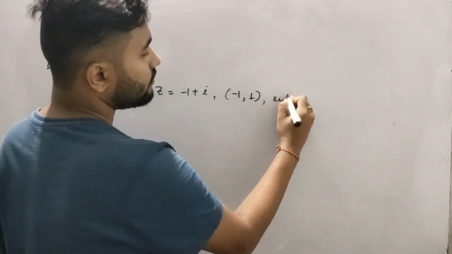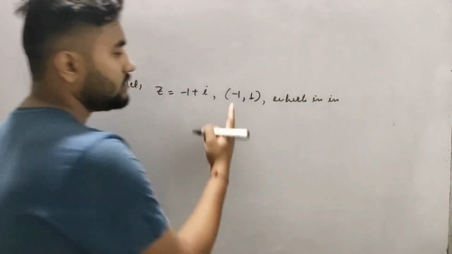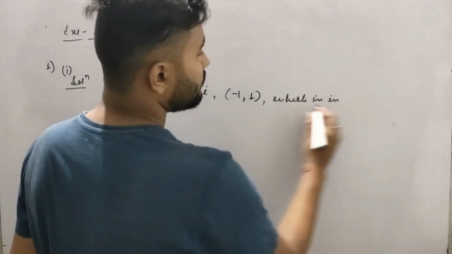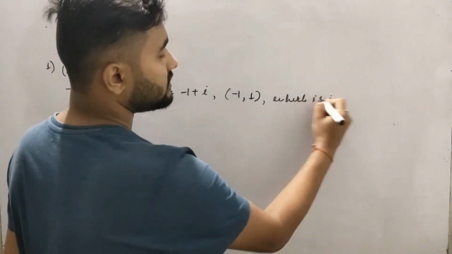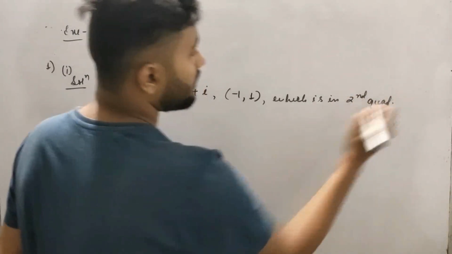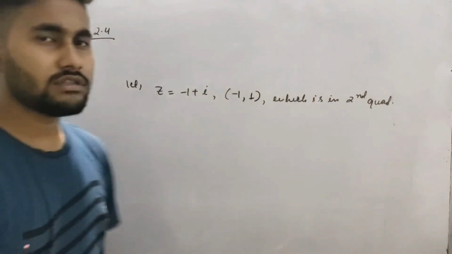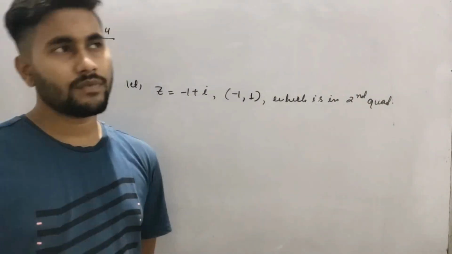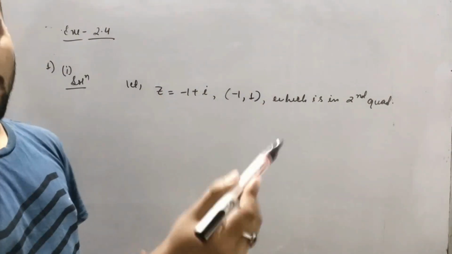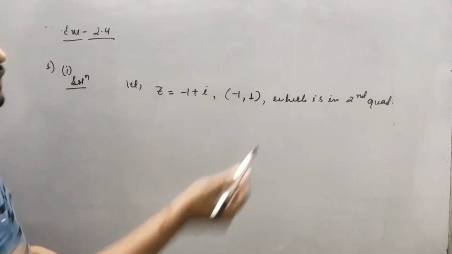In which quadrant is it? Here x is negative and y is positive, so this is definitely in the second quadrant, right? So what was the formula for the second quadrant? Theta was equal to pi minus alpha. The theta will not stay inside the triangle, so it was pi minus alpha.